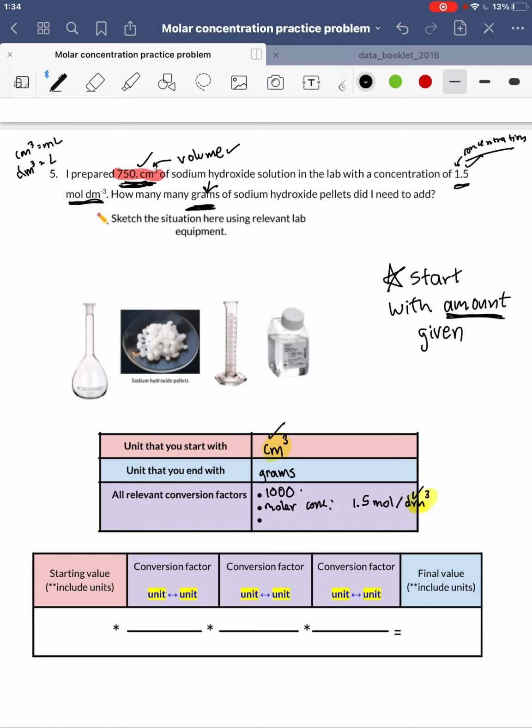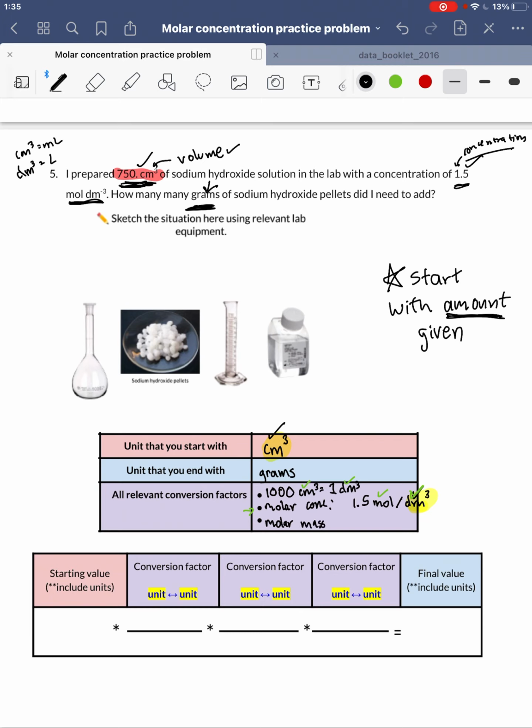So 1000 cubic centimeters is 1 decimeter cubed, 1 dm cubed. Okay, so I can track this along. I'm going to start in centimeters cubed, move to dm cubed. Once I'm in dm cubed, I'll be able to come down here, go to moles. I see that once I use molar concentration, I'll end up in moles, and I need to be in grams. How do I switch from moles to grams? Molar mass.